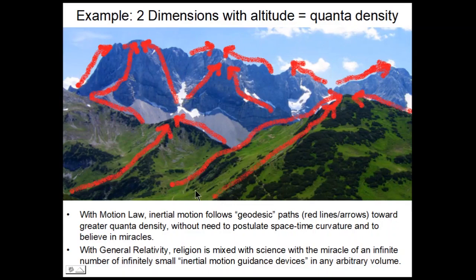With the motion law, inertial motion follows geodesic paths, the red lines and arrows here, toward greater quanta density without need to postulate space-time curvature and to believe in miracles. With general relativity, religion is mixed with science, with the miracle of an infinite number of infinitely small, quote, inertial motion guidance devices, close quote, in any arbitrary volume.